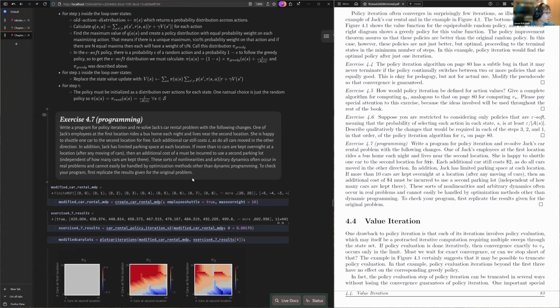is the car rental. Actually, the function I wrote to make the MDP, I just added these arguments where I can have the employee shuttle or have a max overnight rate. It doesn't make it that much harder to compute the probabilities once you have this other way of doing it.